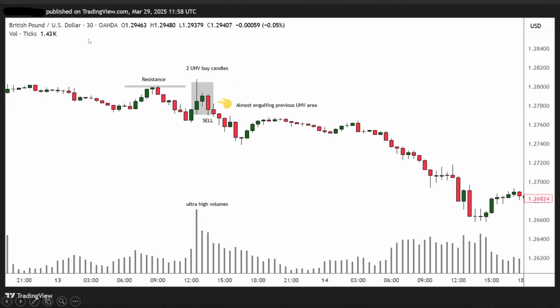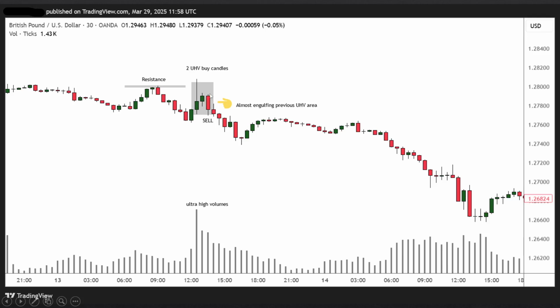Now the British pound 30-minute chart, we are in a downtrend. We have resistance to the left, and the market tried to jump, and then associated with these two candles, a huge volume came in, maybe some news came in. These two candles were associated with ultra high volume, bigger than the previous 10 to 15 to 20 volumes, and they would mean that smart money is active there.